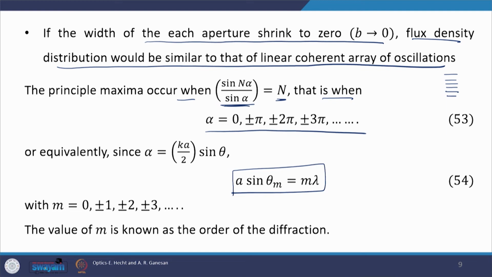If m is equal to 0, it is a principal maxima, which gives you the intensity in the straight direction, while m is equal to plus 1 or minus 1 designates first order maxima. Similarly, m is equal to plus 2 or minus 2 designates second order maxima, and so on.